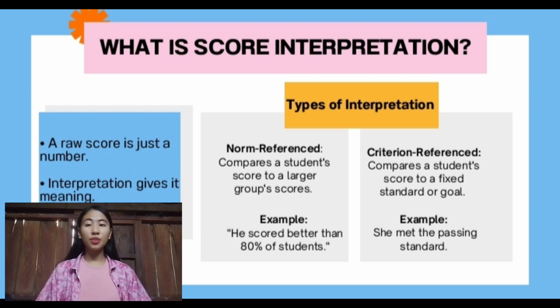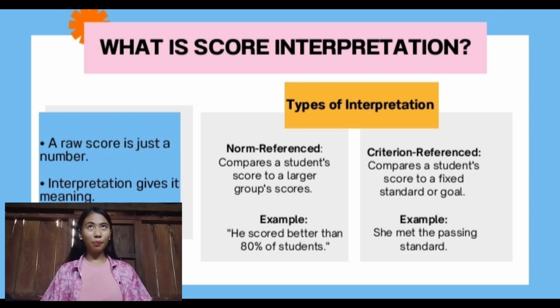We have these two: the norm reference and the criterion reference. The norm reference is comparing a student's score to a larger group of scores. For example, one student's score will be compared to the rest of the class or a larger group of scores. That is the norm reference. While the criterion reference is comparing a student's score to a fixed standard or a goal.